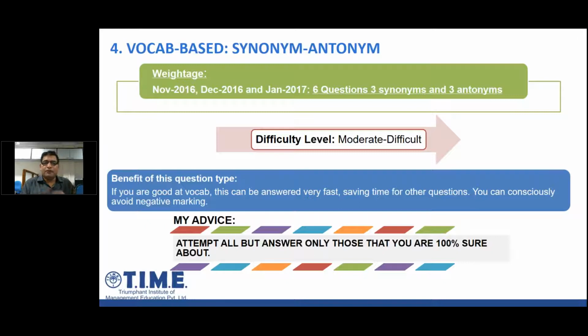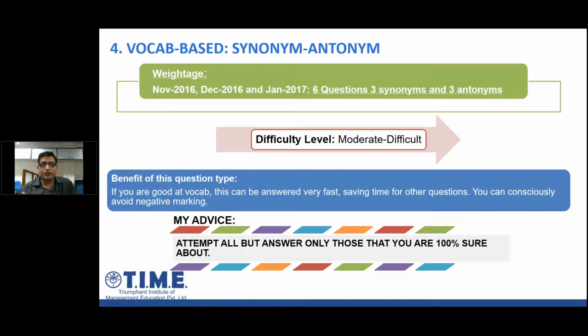Everybody, I'm sure, would have been happy if the number of questions was bigger, because they are fast and less time consuming. So what is the benefit of this question type? The only benefit is if you are very good at vocab, this can be answered very, very fast, saving time for other questions. You can consciously avoid negative marking. What do I mean by that?